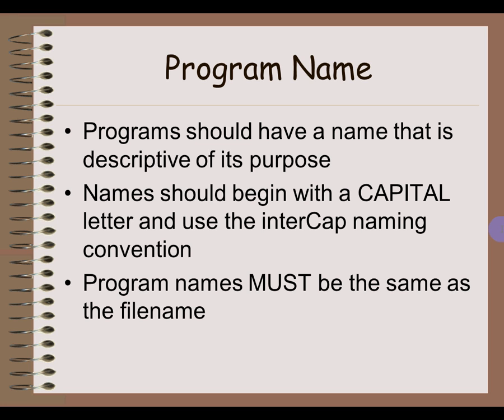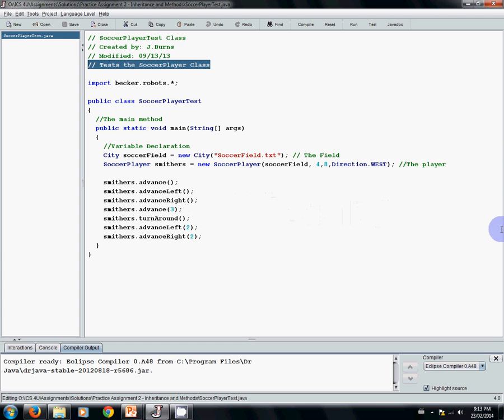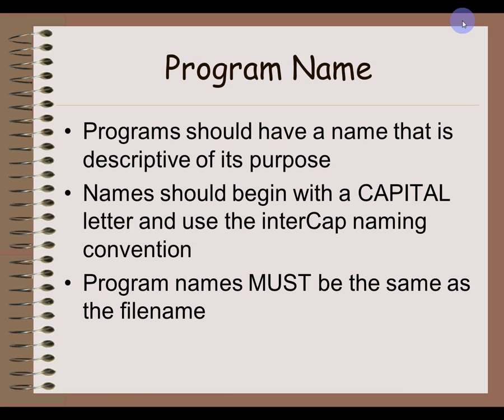It's also very important to notice that all program names must be the same as the name of the .java file that they are stored in. So again, you can see the example here. The name of this particular program is Soccer Player Test, and you can quickly read because each new word starts with a capital letter. And that's also, incidentally, the name of the .java file, Soccer Player Test, that this program is stored in.